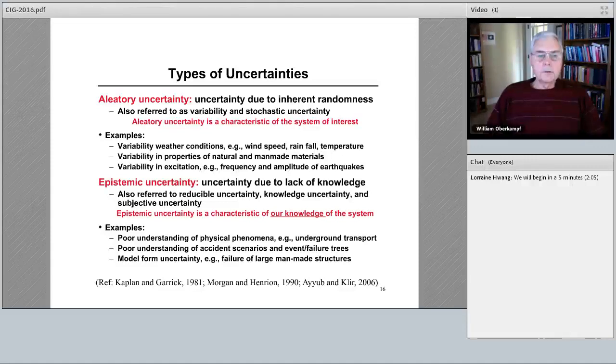So some examples are underground transport, which is dominated by epistemic uncertainty. You may choose to represent these as probability distributions, but it really is an epistemic uncertainty. Poor understanding of accident scenarios or event and failure trees, and of course, model form uncertainty, for example, in the failure of a large-scale structure.